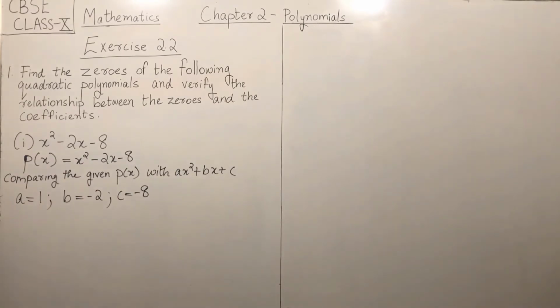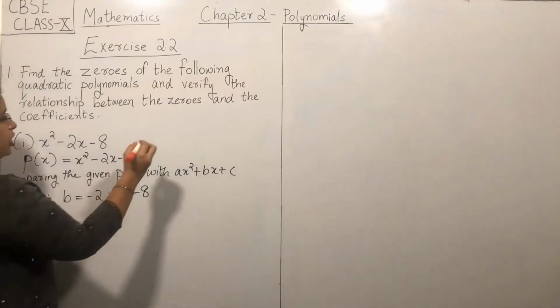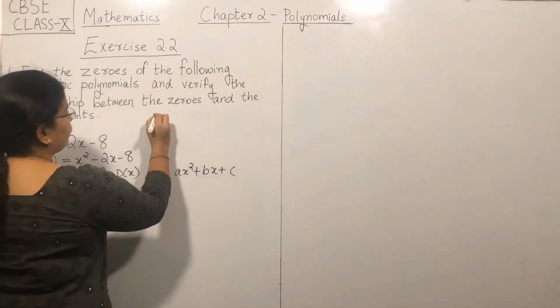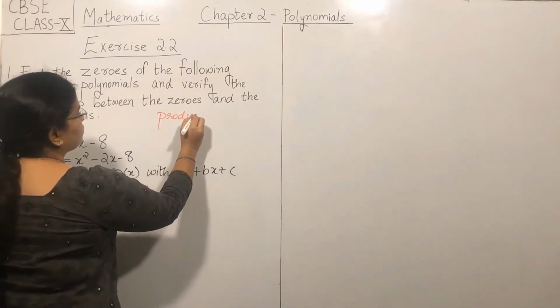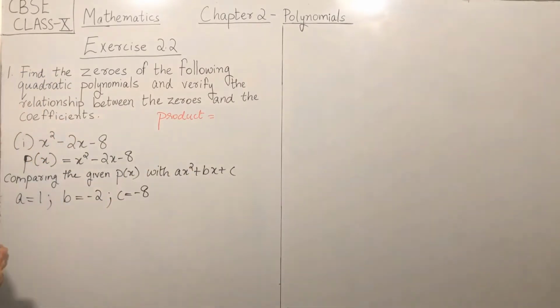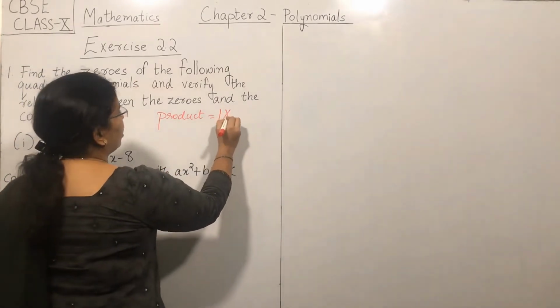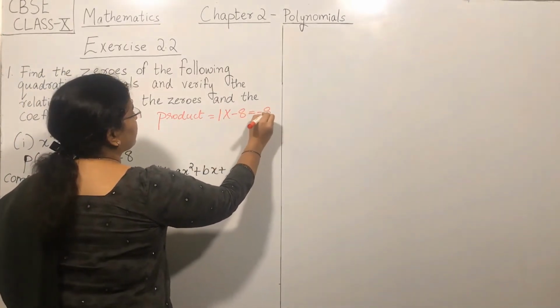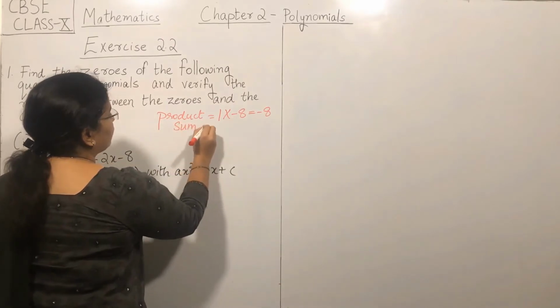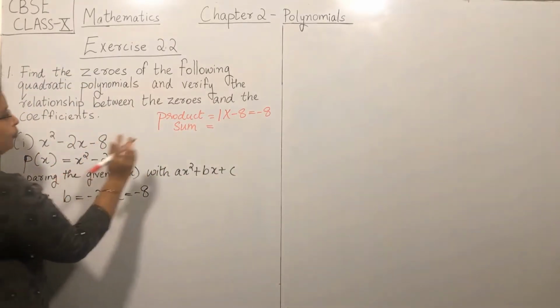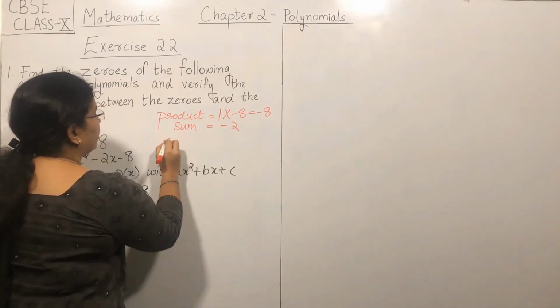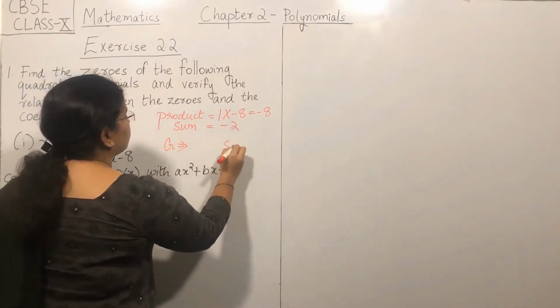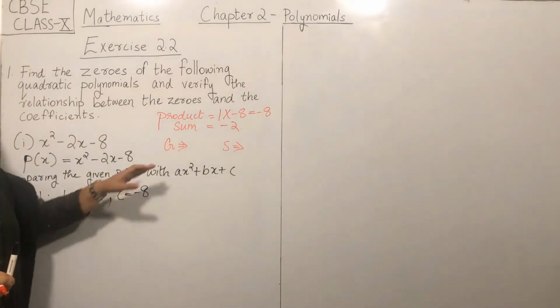Now we need to find the zeros. For this we need to split the middle term, that is minus 2. For that we need to get the product, equal the coefficient of x square into constant term, that is 1 into minus 8 equal minus 8, and sum the middle term, that is minus 2. Here there is a greater number and there is a smaller number.